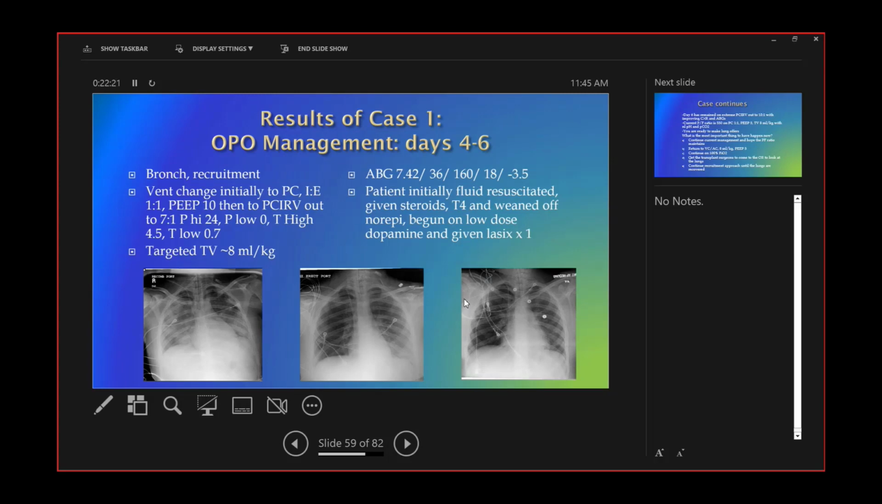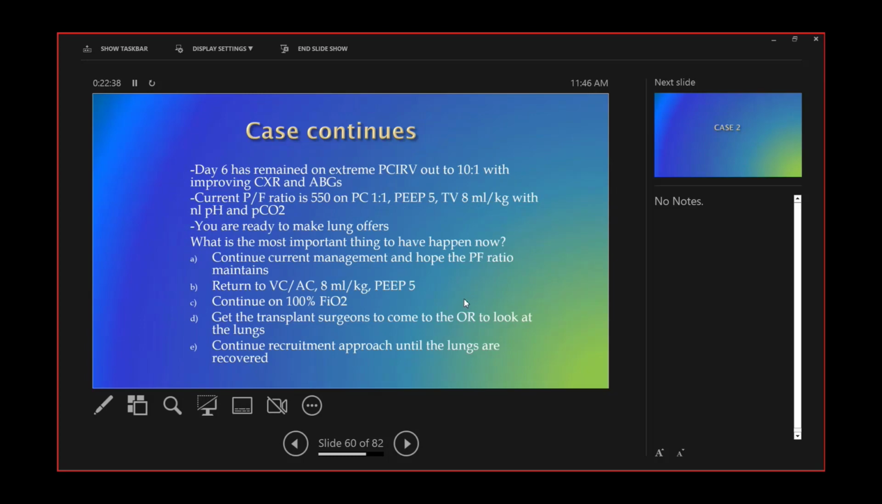This is the initial X-ray. This is the following X-ray. We then gave the patient initial fluid resuscitation and steroids, and then we diuresed, because sometimes you have to give them fluid up front, then diurese. And you can see the lungs on the right-hand side down at the bottom and how much clearer they look.